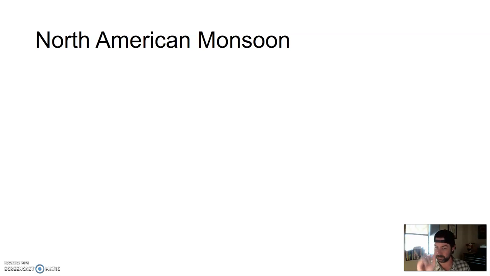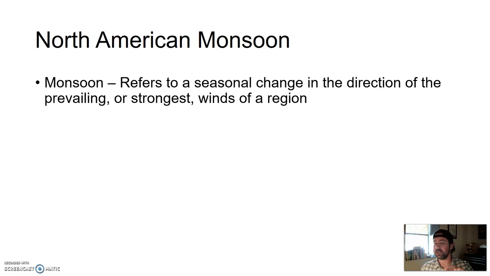So since I briefly touched on it, let me just speak on the North American monsoon. The reason I talk about it is because a number of people don't quite know what it is and what it actually means. So the word monsoon just refers to a seasonal change in the direction of prevailing or strongest winds in a region. So during a monsoon, the weather patterns change, the wind patterns change. That's all really a monsoon is. Now there's the North American monsoon. They have monsoons in Asia. So, this isn't the only one.